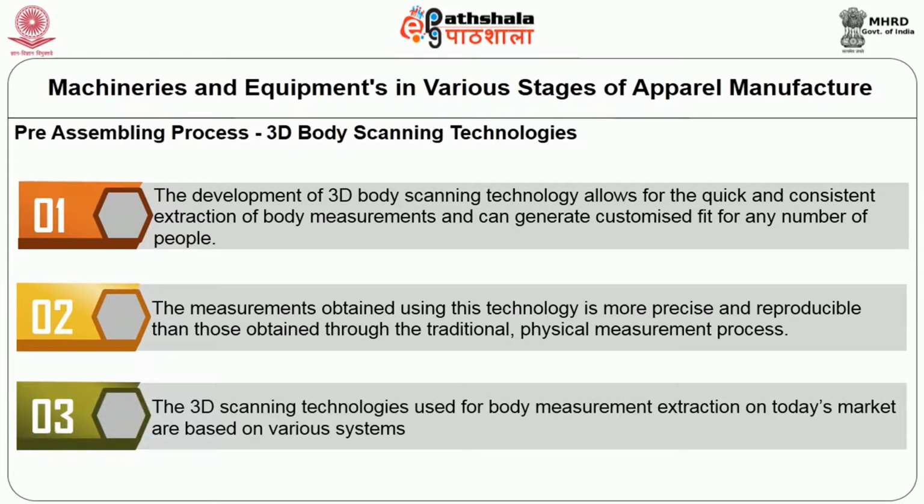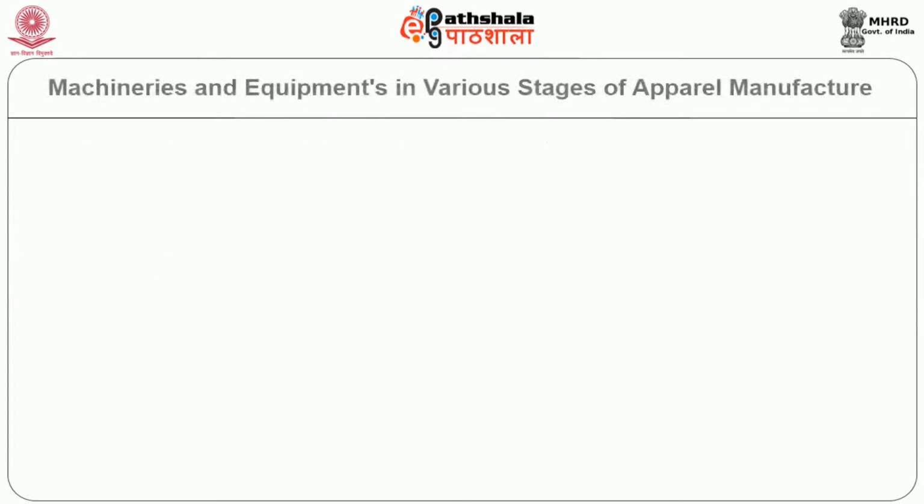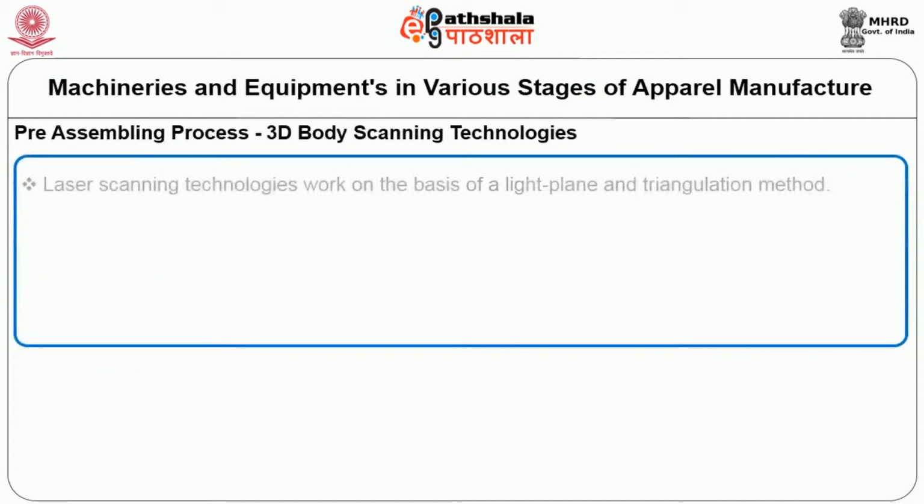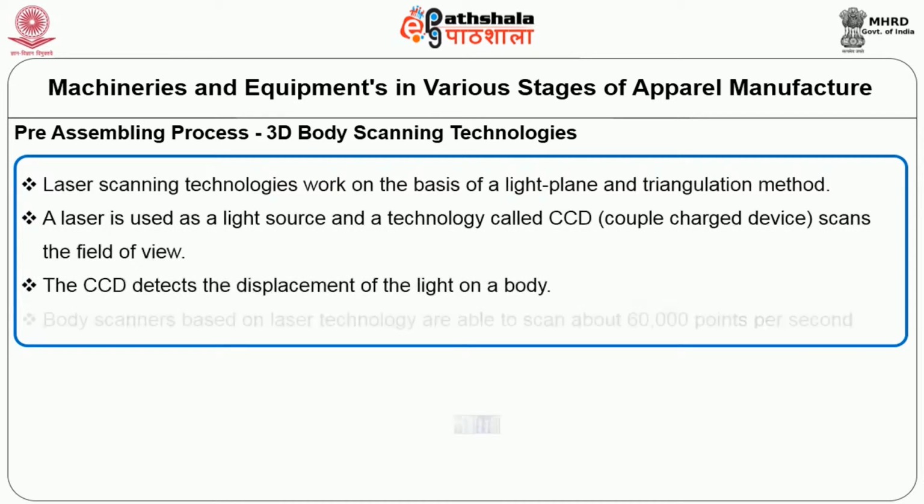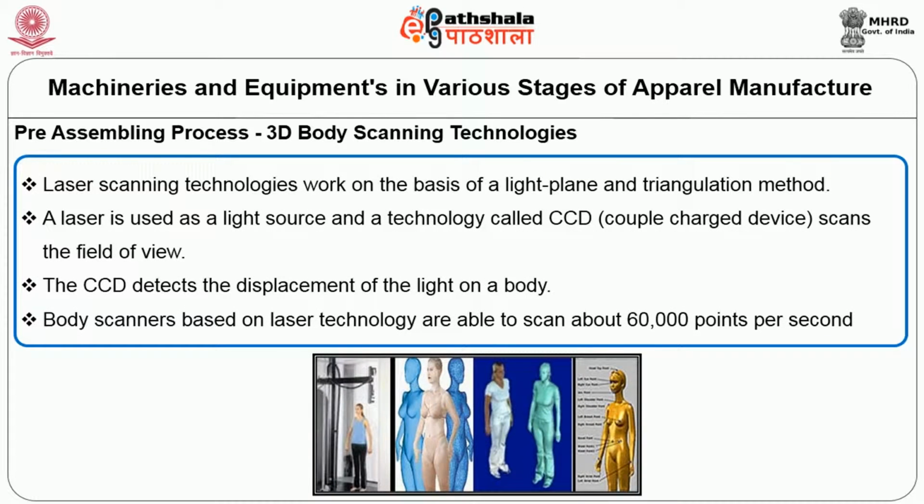The 3D scanning technologies used for body measurement extraction on today's market are based on various systems. Laser scanning technologies work on the basis of a light plane and triangulation method. In this, a laser is used as a light source, and a technology called CCD, that is charge coupled device, scans the field of the view. The CCD detects the displacement of the light on a body. Body scanners based on laser technology are able to scan about 60,000 points per second.